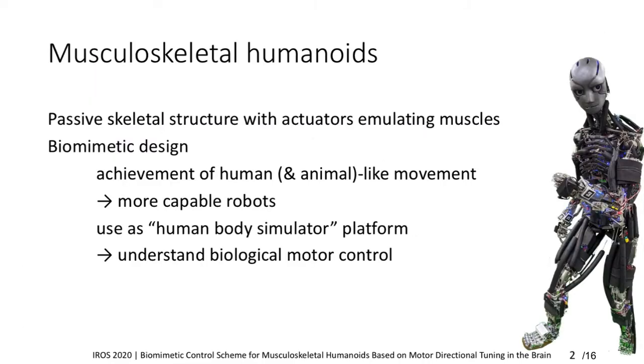We have used musculoskeletal humanoids in this research. These robots have a passive skeletal structure with actuators that emulate muscles. We consider that such a biomimetic design entails two potential benefits. First, it could achieve more human and animal-like movement, so it could lead to breakthroughs that will lead to more capable robots. Also, these can be used as a human body simulator platform, which can be used to test out hypotheses regarding human motor control. Thus, through these robots, we could understand biological motor control.